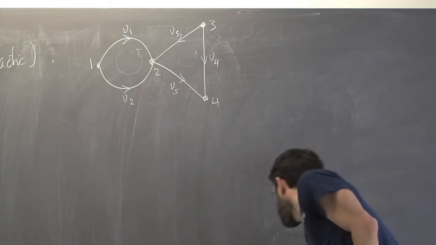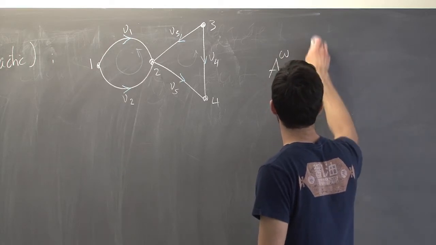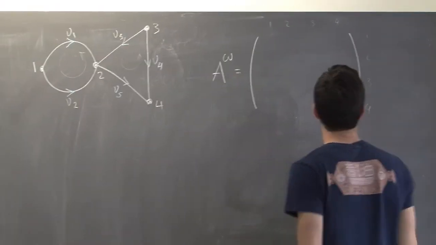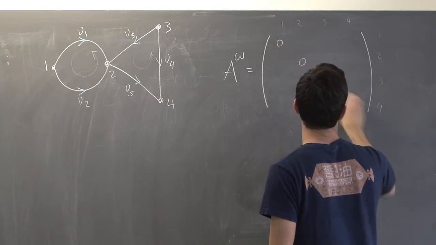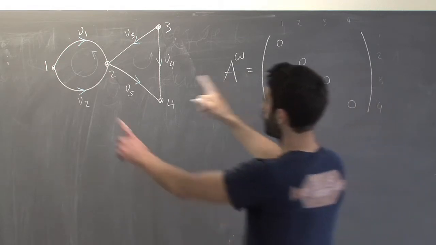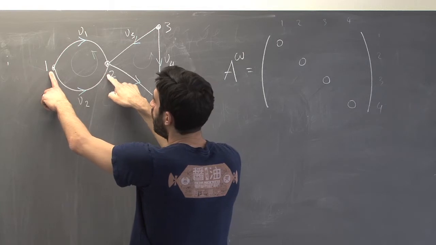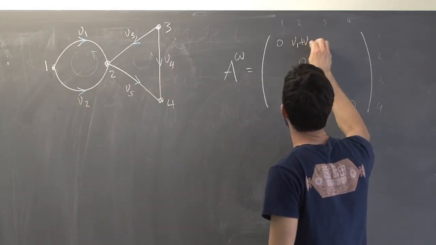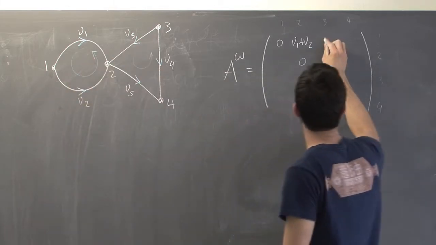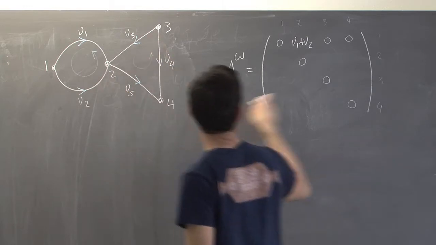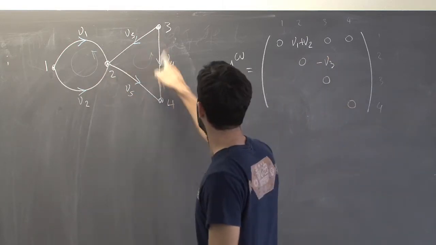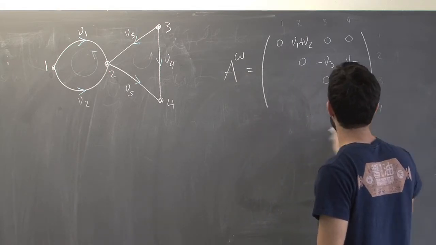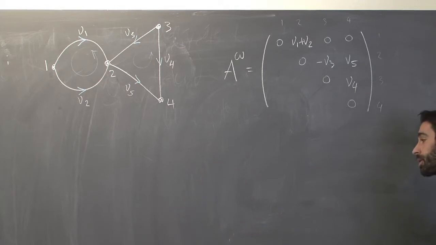OK? And so now, let's compute the actual matrix. A omega is what? It's a 4 by 4 matrix. I'm not going to write this part. So 1, 2. Going from 1 to 2, there are two ways, so what I have is plus nu1 plus nu2. 1 to 3, nothing, 1 to 4, nothing. 2 to 3, I have minus nu3. 2 to 4, plus nu5. And 3 to 4, plus nu4. And here I have the skew-symmetric counterpart.